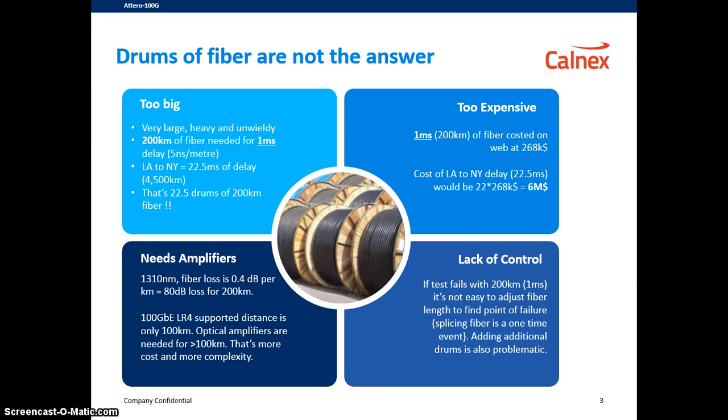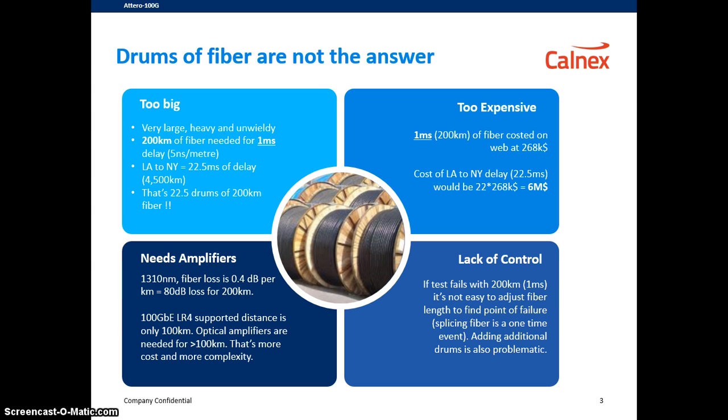It's way too expensive. 1 millisecond of fibre is costing the web at around $260,000. Now the cost of doing that from Los Angeles to New York would be 22 drums of that sort of fibre, so that would be $6 million, which is prohibitively expensive.